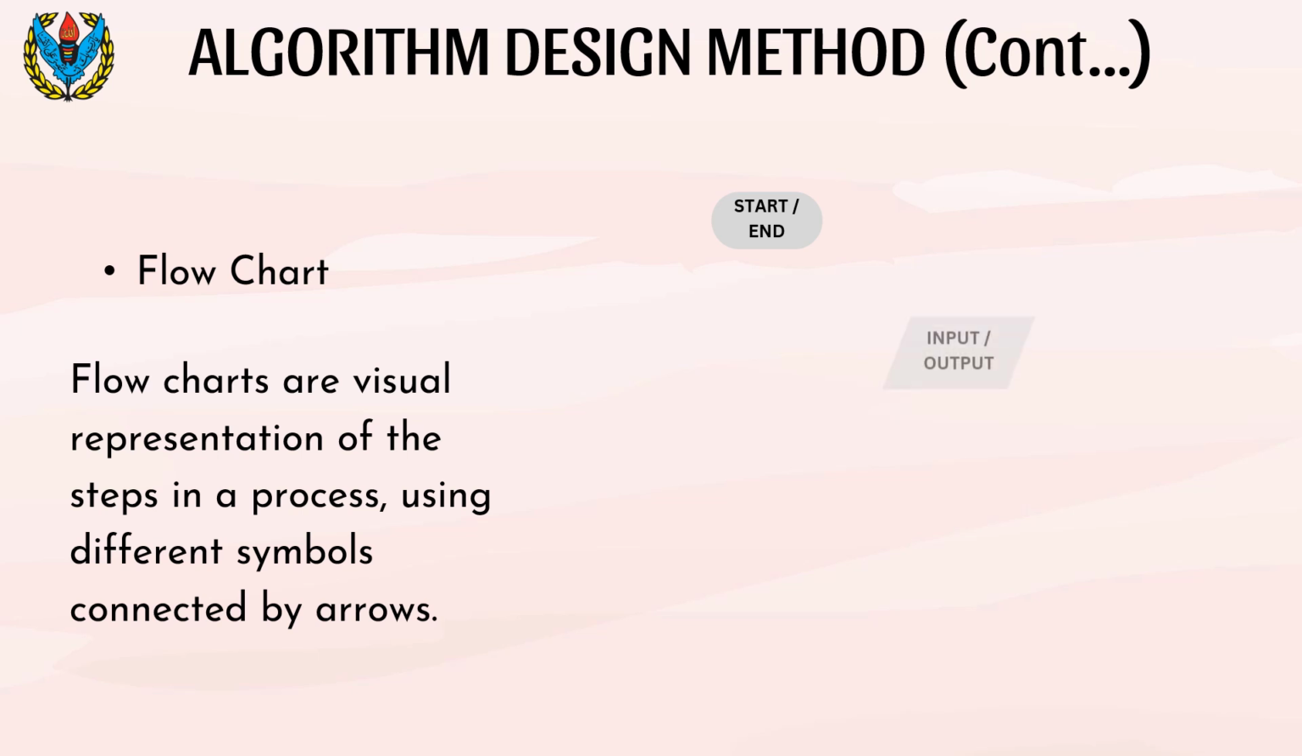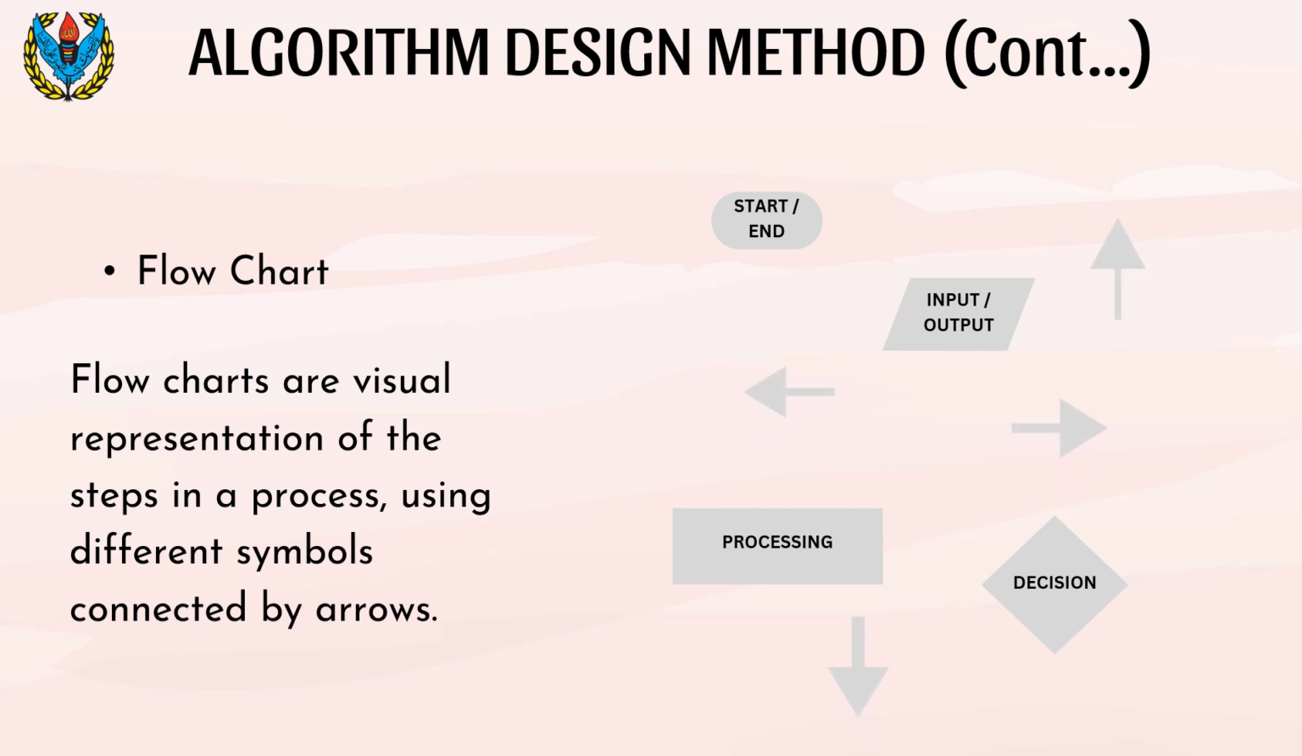A parallelogram shows input and output operations like reading a number or displaying a result. A rectangle is used for processing such as calculation or assignments. A diamond is used for decisions where the program asks a yes or no question. Arrows connect the steps and show the direction of the flow.